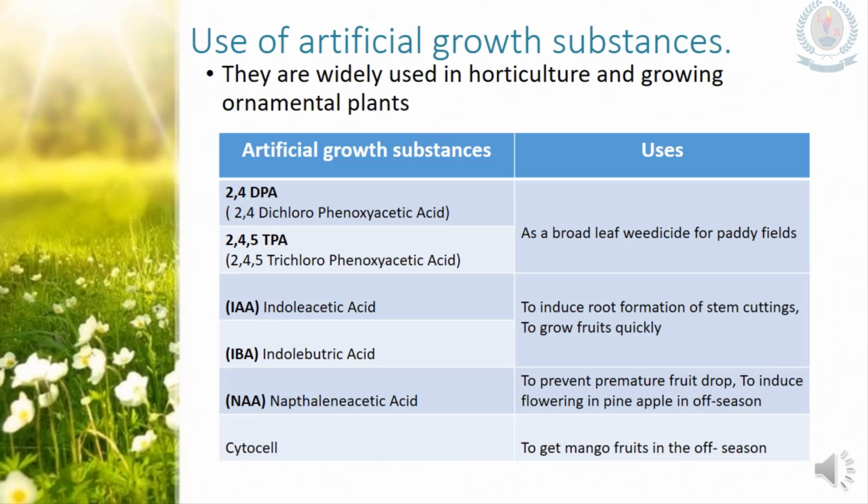NAA, Naphthalene Acetic Acid, is used to prevent premature fruit drop and to induce flowering in pineapple in the off-season. Cytocell is used to get mango fruits in the off-season.